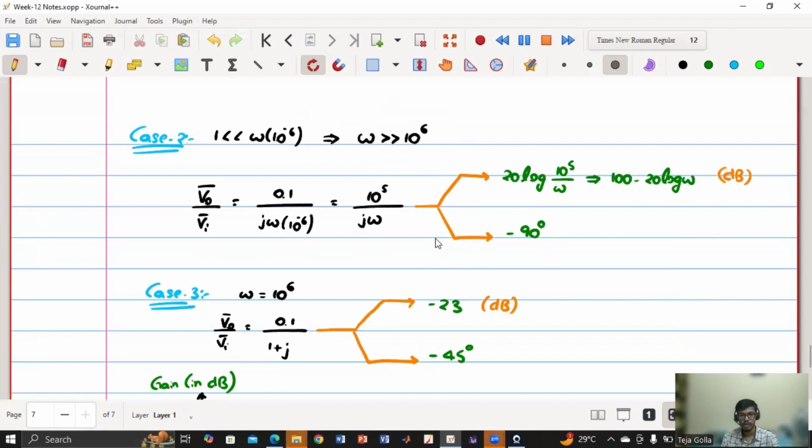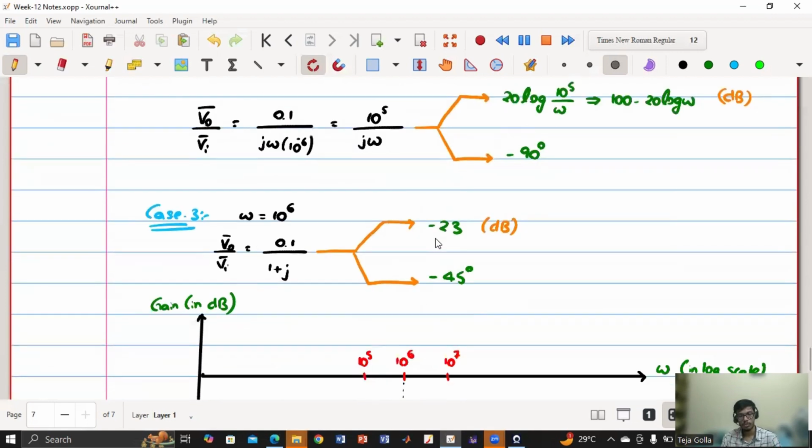Case 2 is omega much greater than 10 to the power 6, which means omega is greater than or equal to 10 to the power 7. In this case, we got magnitude linearly decreasing with log omega, which is our x-axis, and phase is minus 90 degrees constant. Now the border case is omega equal to 10 to the power 6. We got minus 23 dB and minus 45 degrees.